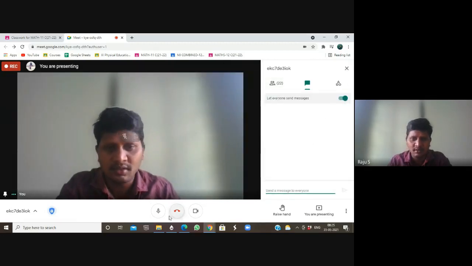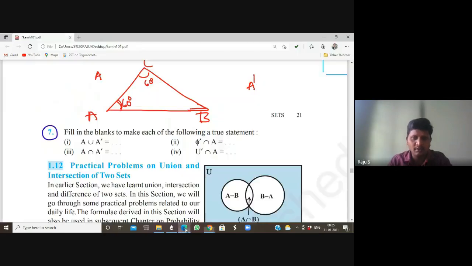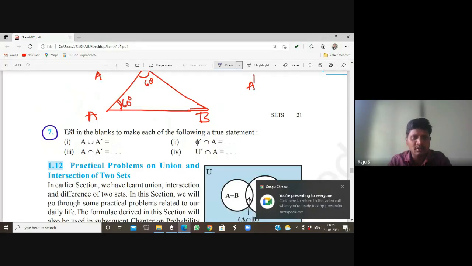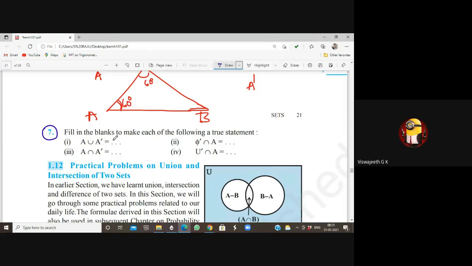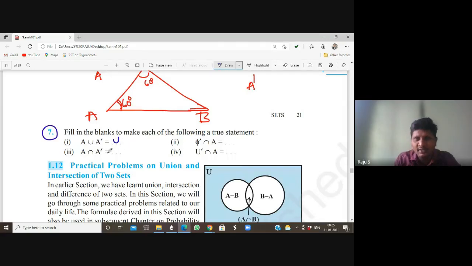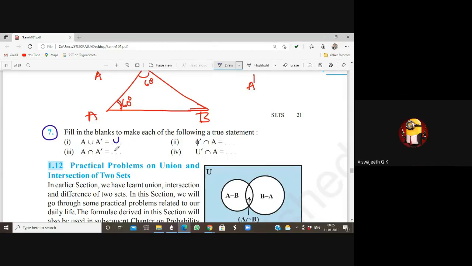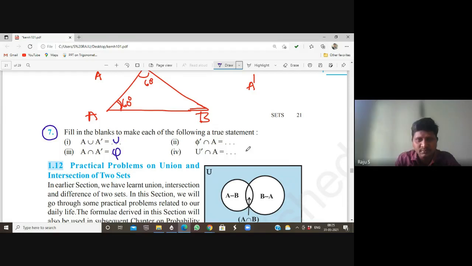Okay, fine. The last question is: fill in the blanks to make each of the following a true statement. Yes, it is a property. So what about this? A union A complement is the universal set, right? A intersection A complement is the null set, the empty set, right?